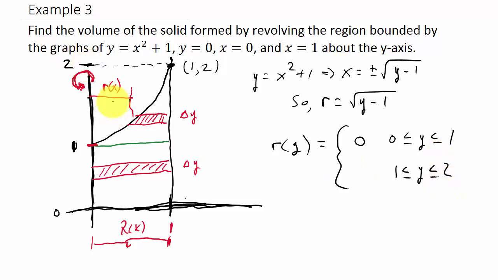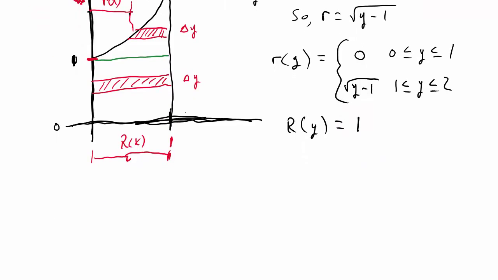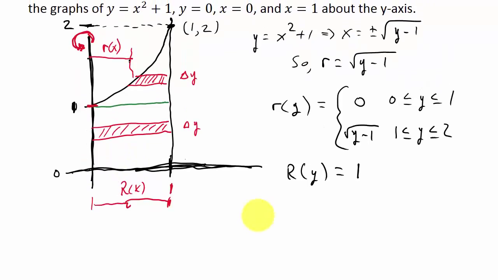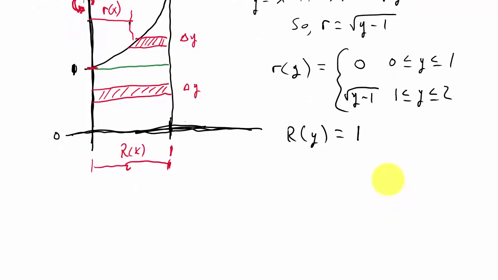So between 1 and 2, little r is the square root of y minus 1. Okay? And then, once again, big R of y, the whole way from 0 to 2, big R is just 1. Alright, so now we have to set up our integral from 0 to 1, and we have to set our integral up from 1 to 2.